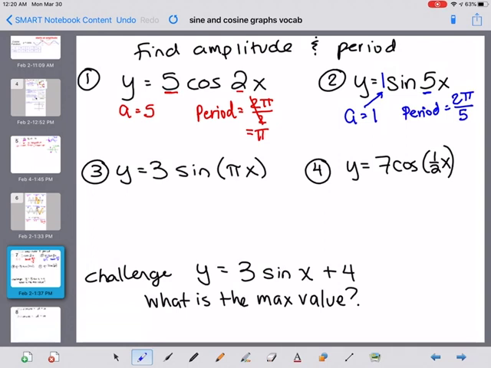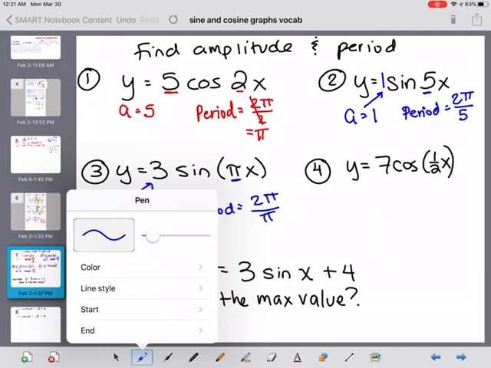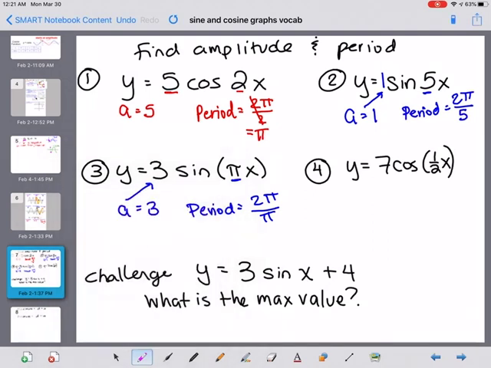Let's go to the next one. The amplitude is 3. That's the number in front, positive 3. The period is 2 pi over b, and b is the number in front of the x. If I simplify that, it's equal to 2. Lastly, the amplitude is 7. The period is 2 pi over b, which is 1/2. Remember, when you divide by a fraction, you have to flip it. Multiply, and then you flip it. So that equals 4 pi. That's going to be the period.